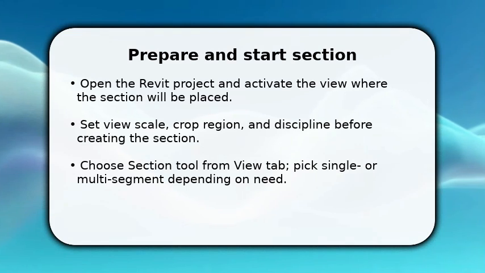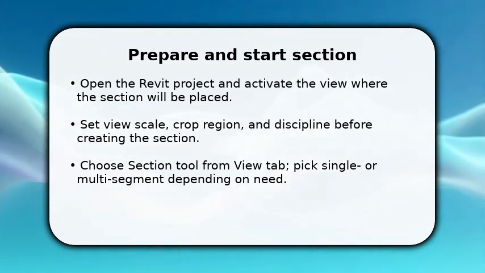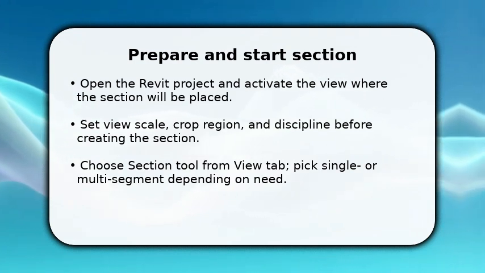You begin by opening the model view where the section belongs and confirming scale and discipline. These settings determine clarity and visible categories.